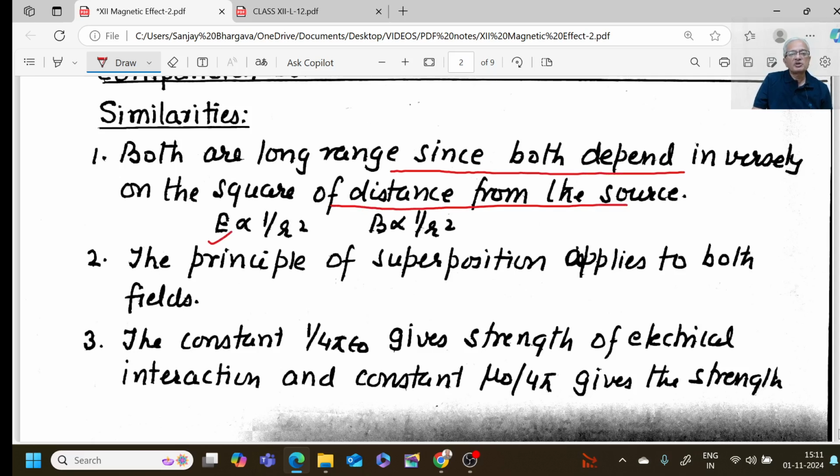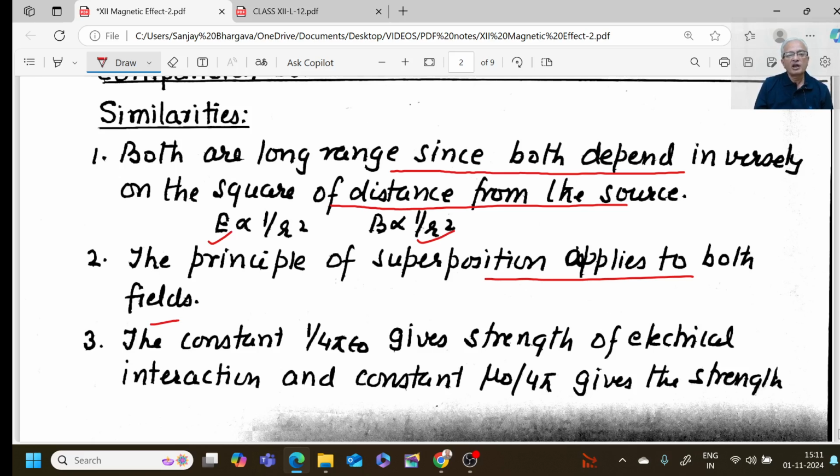Electric field is also proportional to 1 upon r square and B is also proportional to 1 upon r square. The principle of superposition applies to both the fields. That means the electric field and the magnetic field both obey the superposition principle. Both fields have vectors and therefore they obey the vector laws of addition, and that is the superposition principle, which says that the total magnetic field or electric field at a point would be equal to the vector sum of the various electric fields or magnetic fields present at that point.